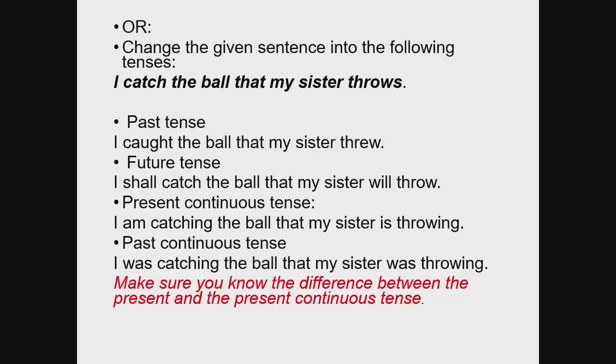Present continuous tense. What is continuous? Continuous is the ing tense. I am catching the ball that my sister is throwing. Past continuous. I was catching the ball that my sister was throwing. Make sure you know the difference between the present and the present continuous and the past and the past continuous. Remember, continuous also has the ing attached to the verb.